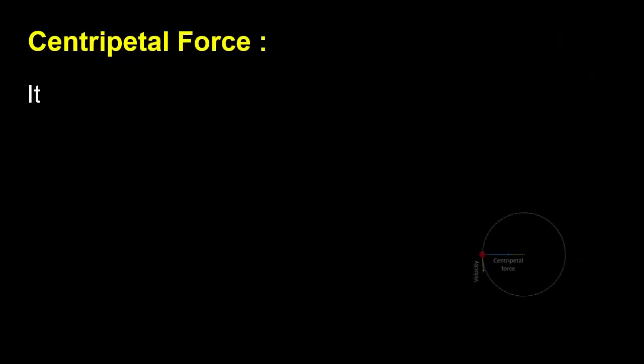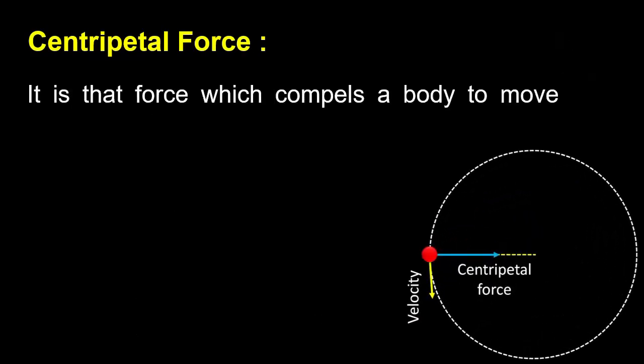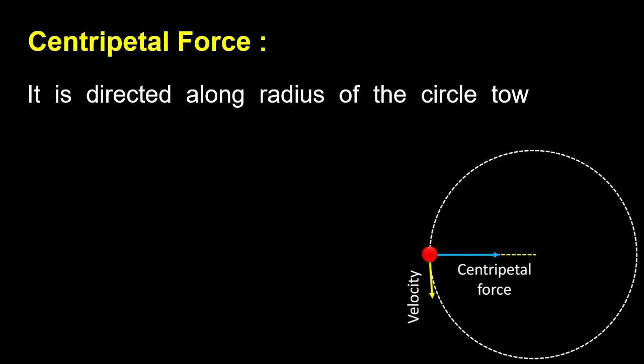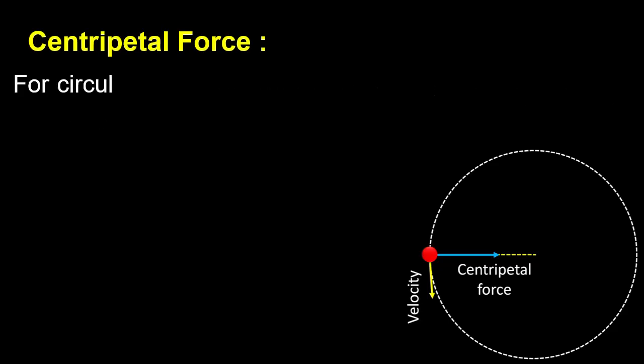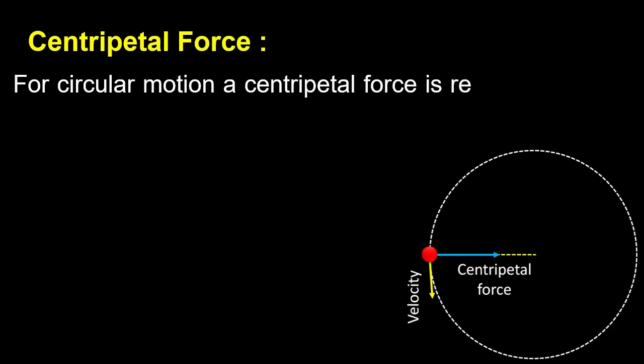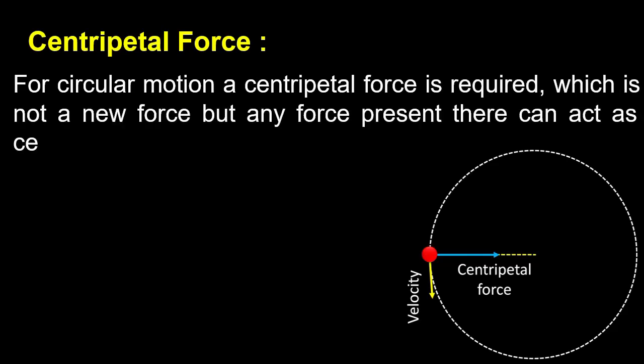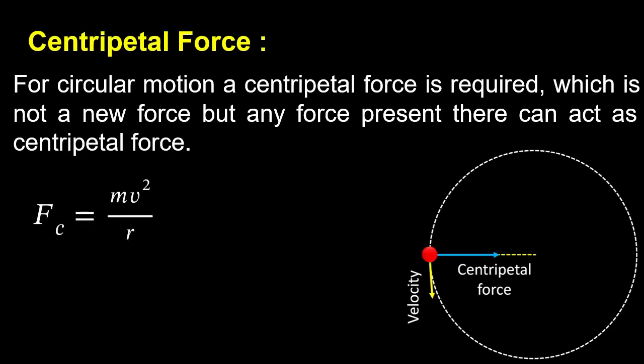Centripetal force. It is that force which compels a body to move in a circular path. It is directed along the radius of the circle towards its center. For circular motion, a centripetal force is required, which is not a new force, but any force present there can act as centripetal force. Centripetal force F equals m a c, equals m v squared by r. Work done by the centripetal force is 0 because the centripetal force and displacement are at right angles to each other.